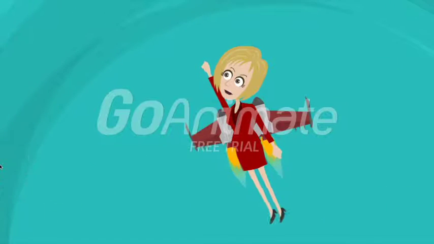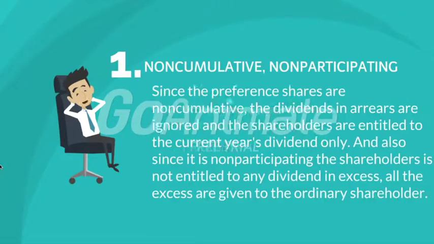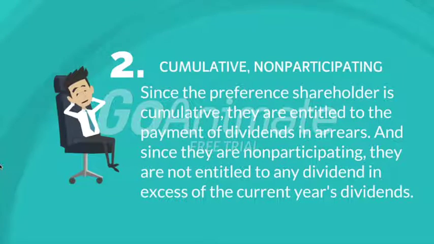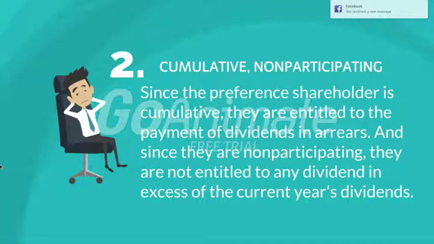To further understand the different types of preference shares, here are 4 possible cases. Since the preference shares are non-cumulative, the dividends in arrears are ignored and the shareholders are entitled to the current year's dividend only. And also, since it is non-participating, the shareholders are not entitled to any dividend in excess. All the excess are given to the ordinary shareholder. Since the preference shareholder is cumulative, they are entitled to the payment of dividends in arrears. And since they are non-participating, they are not entitled to any dividend in excess of the current year's dividends.